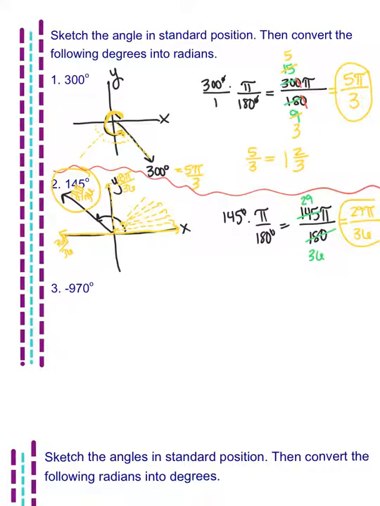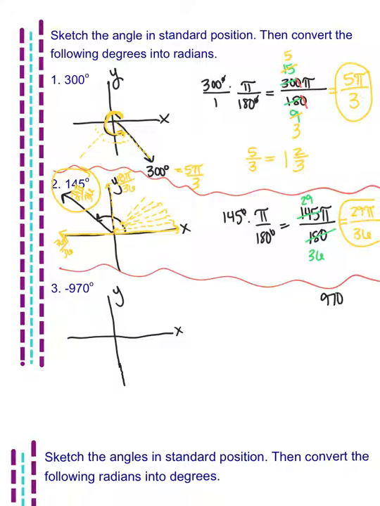All right, the last one is negative 970 degrees. So right away, I know I'm rotating in the clockwise direction. I also notice that that angle is pretty large. It's going at least one rotation, most likely two. So let's go ahead and do some math over here. Let's do a little barrier.